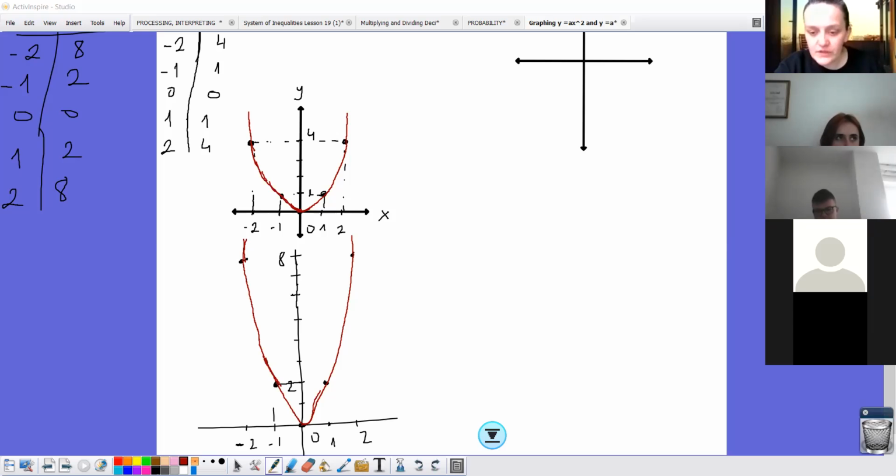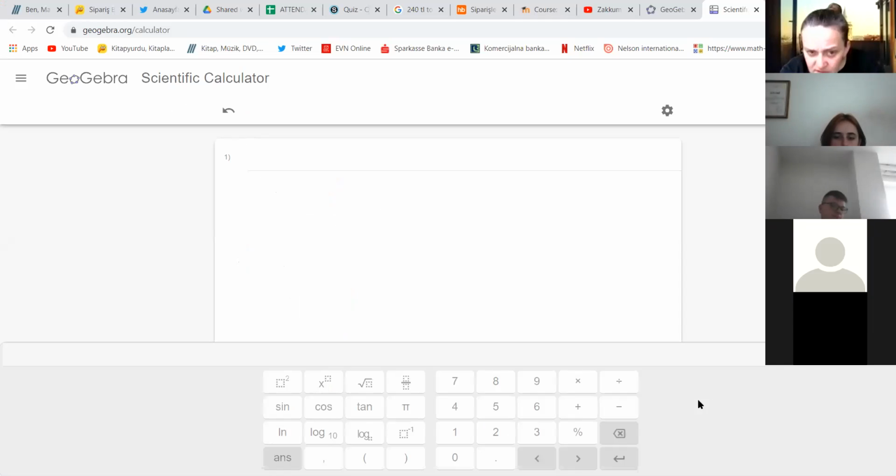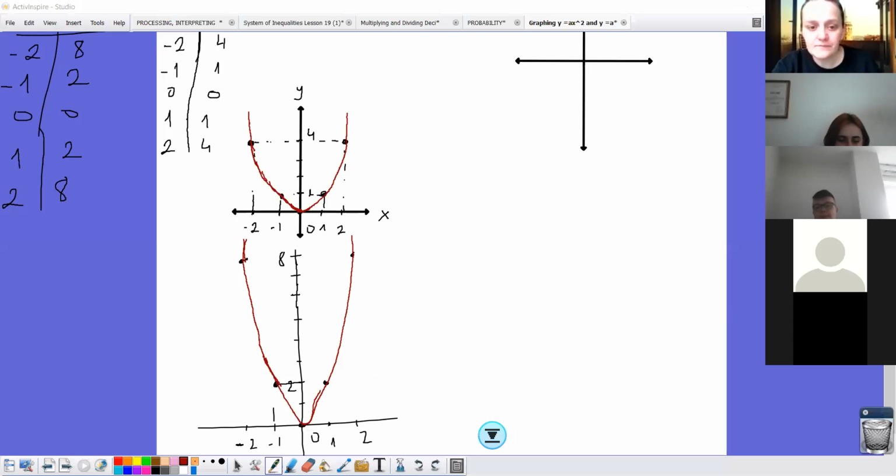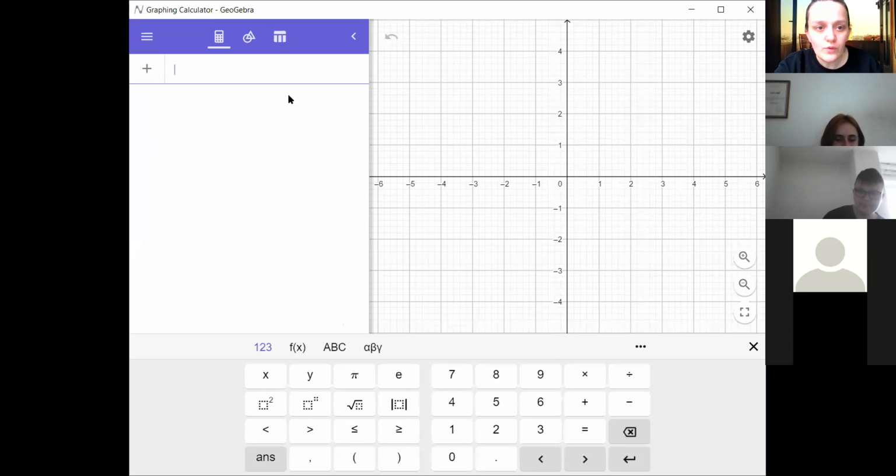Now I will try to show you here. Can you see this one? Teacher, can you go back for a second to take a screenshot? Okay. I will go back. Okay. Let me show you this one. GeoGebra is open. Now I will write first.